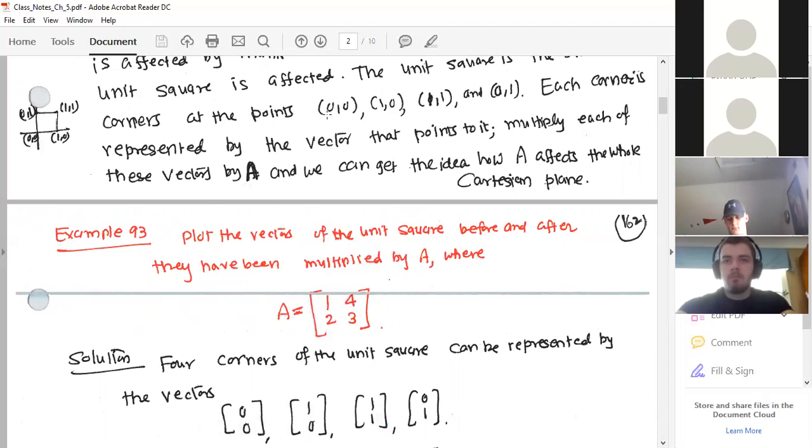Whatever the vectors, whatever the points I have, as I told you, these points are nothing but vectors. So let me write these four points in the form of vectors.